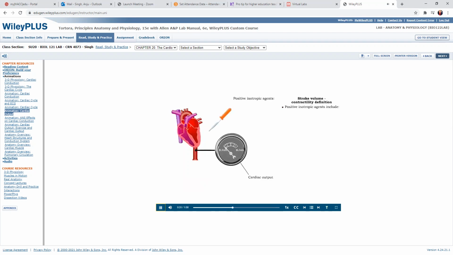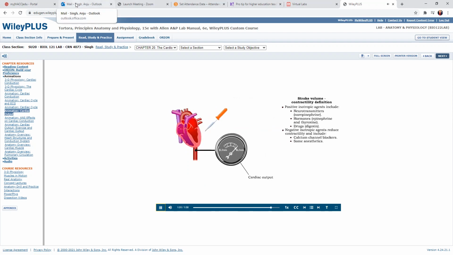Positive inotropic agents include neurotransmitters, hormones, and some drugs. Certain drugs, such as calcium channel blockers and some anesthetics, are negative inotropic agents and reduce contractility.